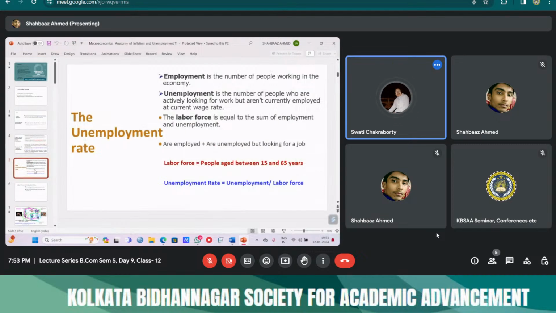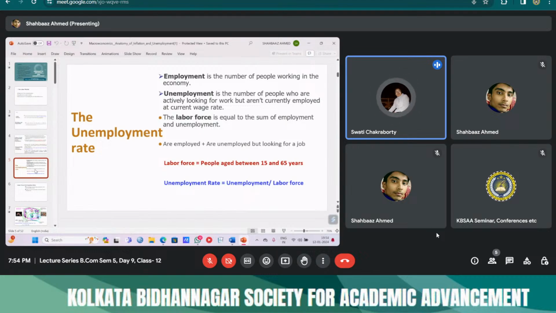Unemployment rate. When we talk of unemployment rate, let's look into what unemployment is, then we can go to the unemployment rate. Employment means the number of people who are working in the economy. Unemployment, as I said, is the number of people who are actively looking for a job but aren't currently employed at the current wage rate. They are not happy with the current wage rate. And labor force comprises both the employed and the unemployed, that is those who are employed plus those who are unemployed but looking for a job.